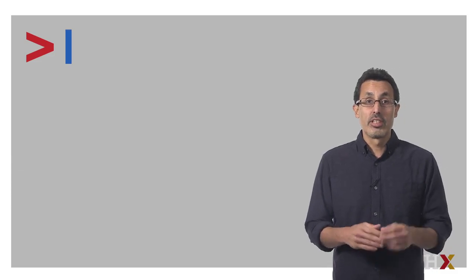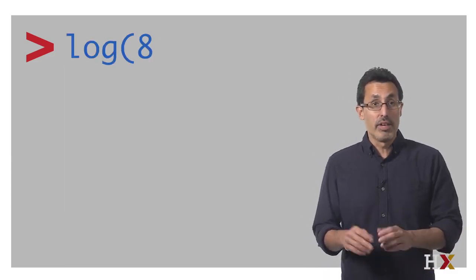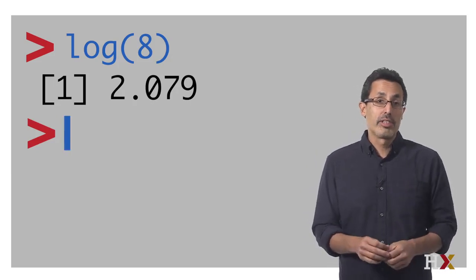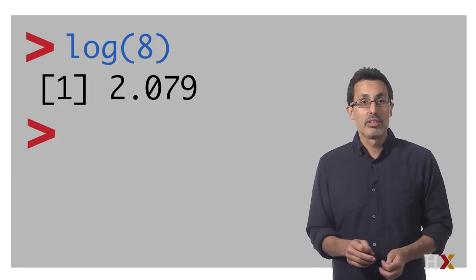Unlike ls, which doesn't require any arguments, most functions require at least one. Here's an example of how we assign an object to the argument for the function log, a very simple mathematical function that computes the natural log. So if I type log of 8, 8 is the argument, and I get in return the log of 8, 2.079442.